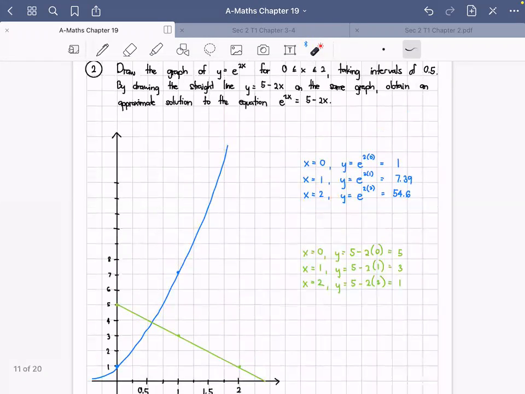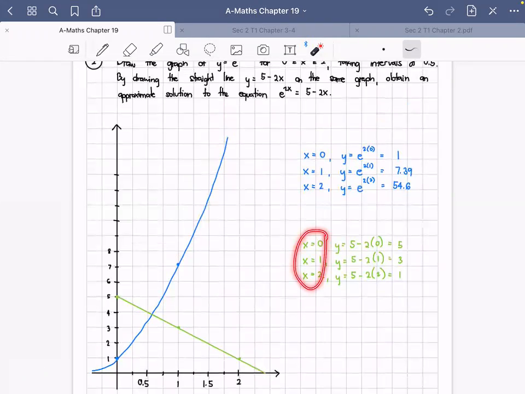Again, for the line, we use 0, 1, and 2 as our x values. Plugging those in place of x in our linear equation, we get 0 and 5. That's why you have 0 and 5 here. If you plug in 1, you get 3, so that's why you have a point here. If you plug in 2, you get 1. That's why your other point is here. And then we draw a straight line.